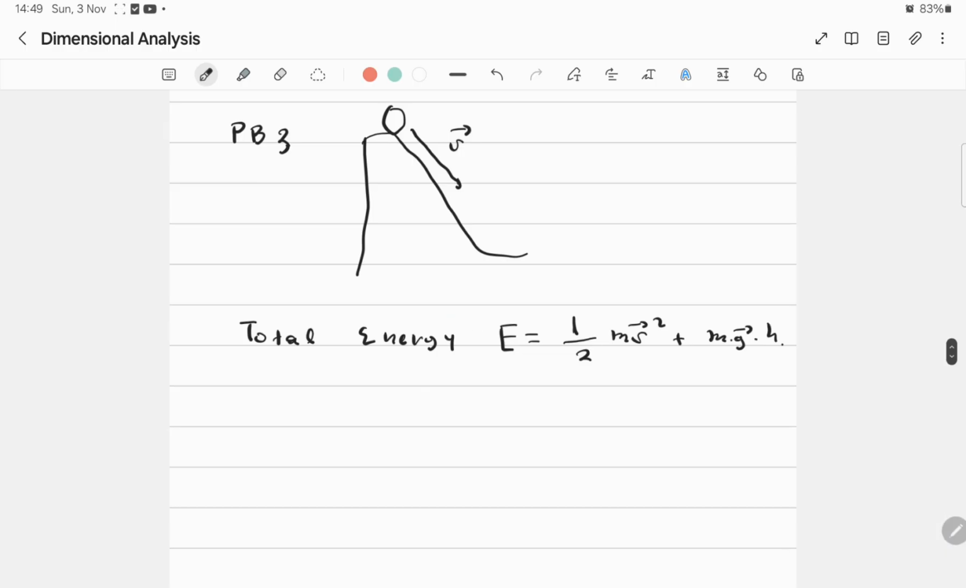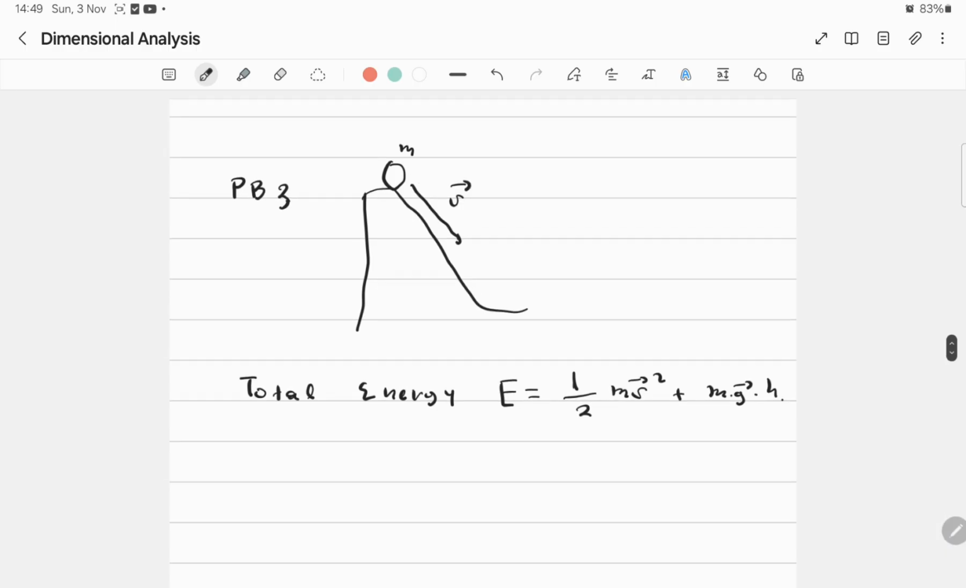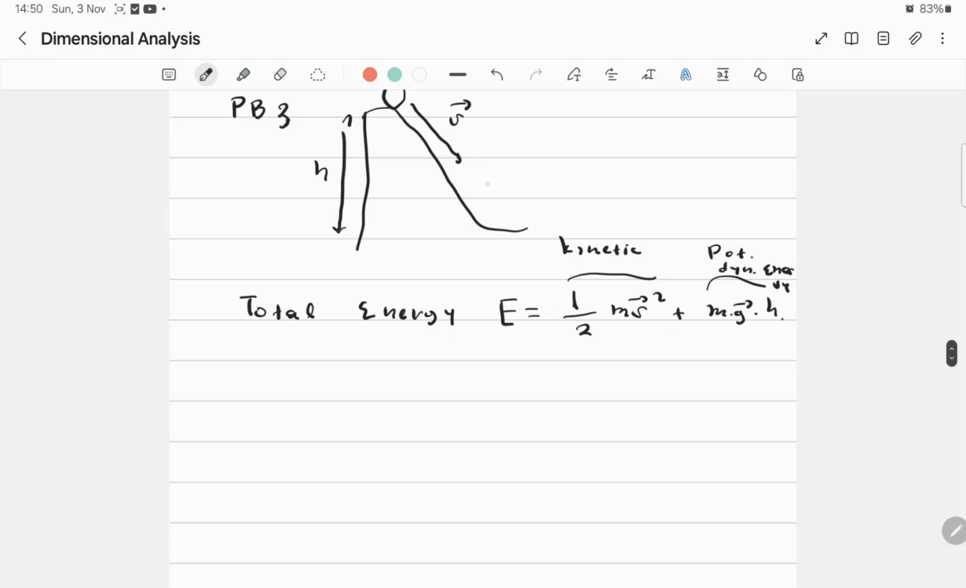Now let's have a look at this one. You have an object with mass m traveling through a cliff. Here you have the distance h is this distance here. So you have the gravitational potential energy, and this is the kinetic energy. So when it moves down the cliff, it has a speed, so it has a kinetic energy.